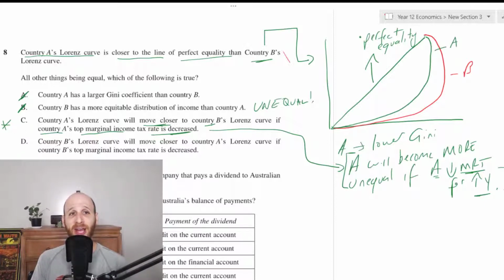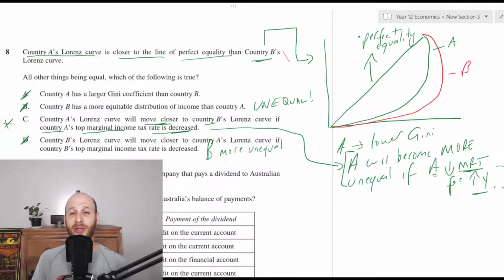D said country B's Lorenz curve will move closer to country A if country B's top marginal tax rate is decreased. That's not true because it will be the same impact. This will make country B more unequal, so it won't move closer to country A. So our answer here is C.